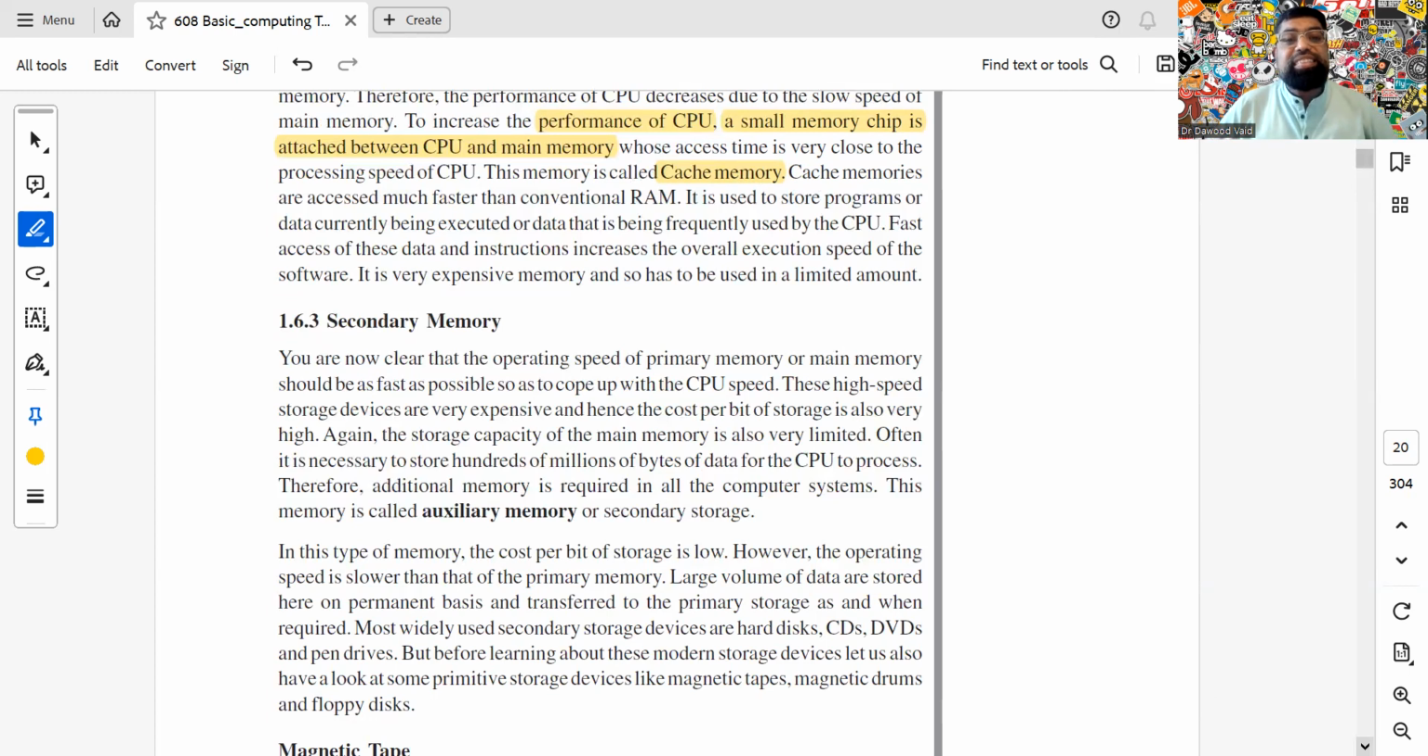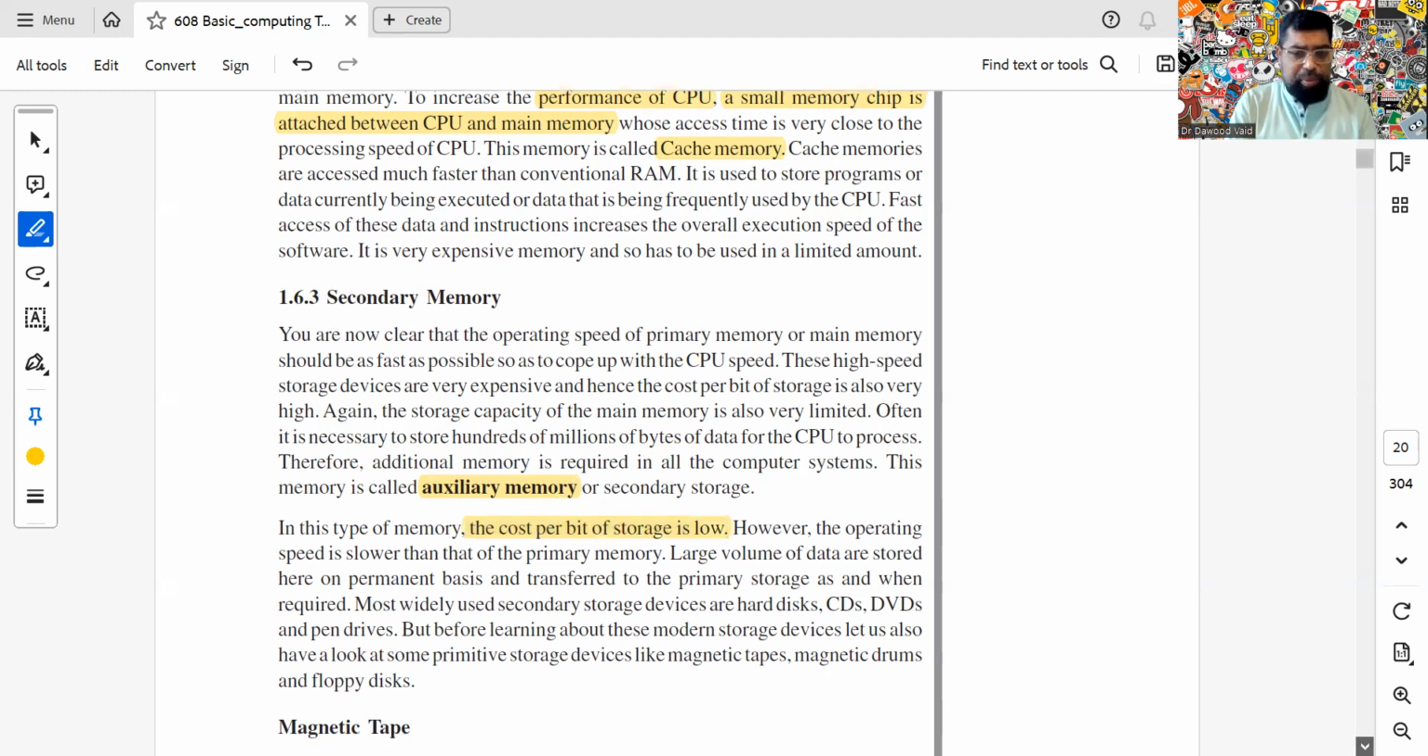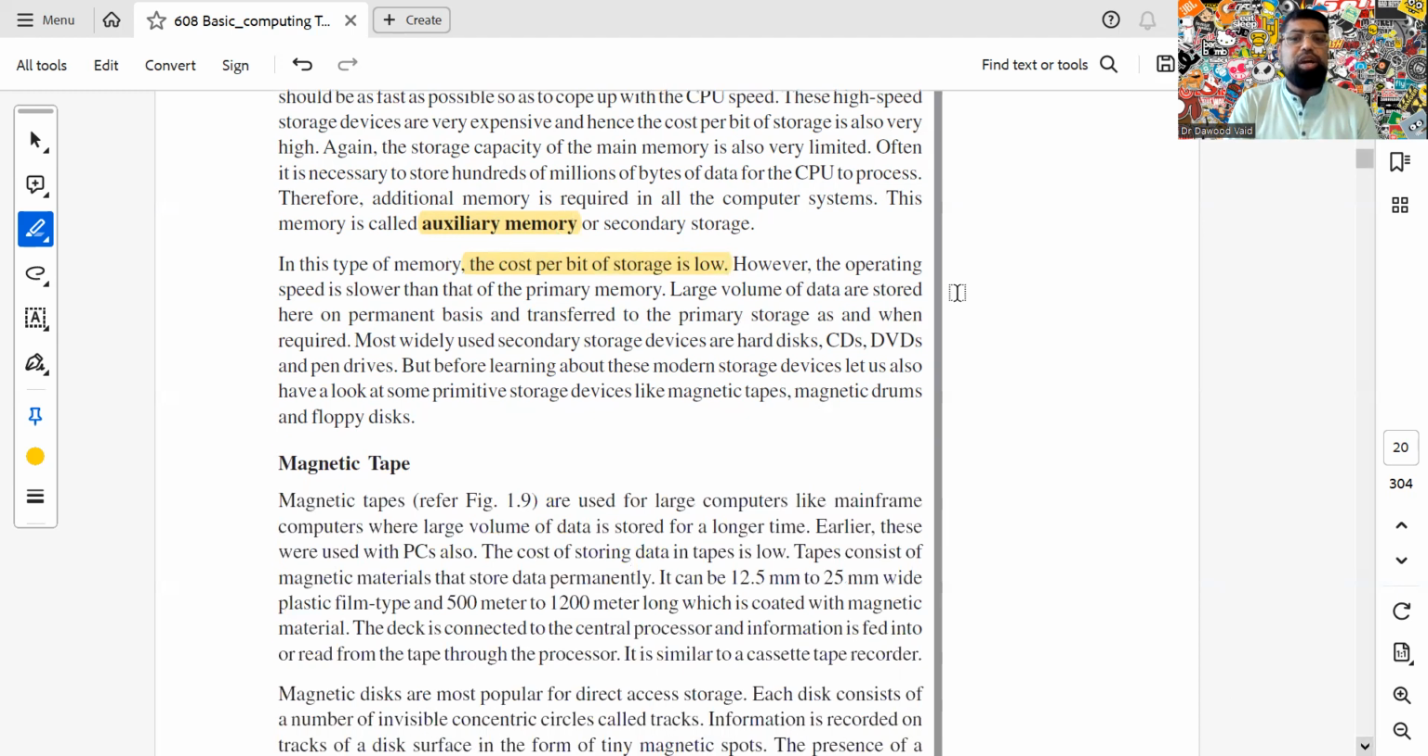Now, what are these secondary memories? So far, we only spoke about primary memory. What's a secondary memory? It's also called auxiliary memory. It is a storage device. It is also non-volatile. It's mostly permanent. The memory's cost per bit of storage is very low. However, large data can be stored. Very interesting. So we are looking at external things like a hard disk, CD, DVD, and pen drive.